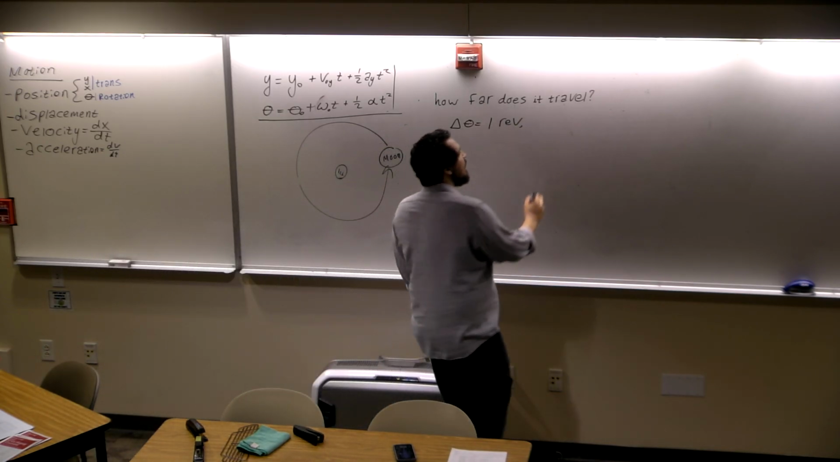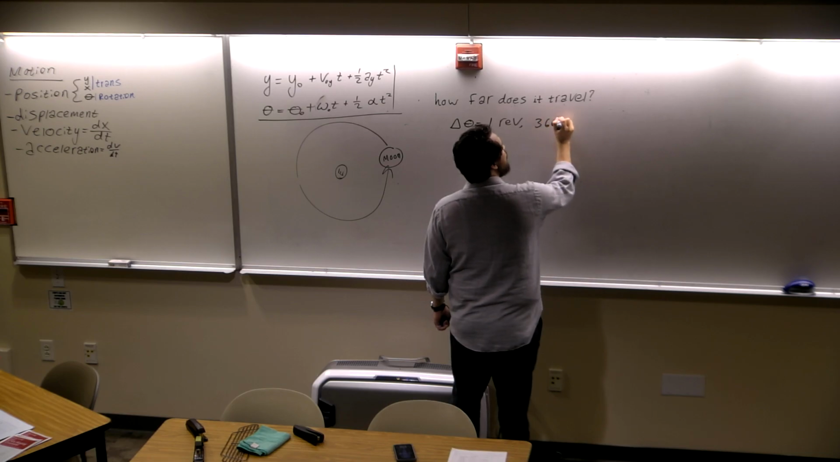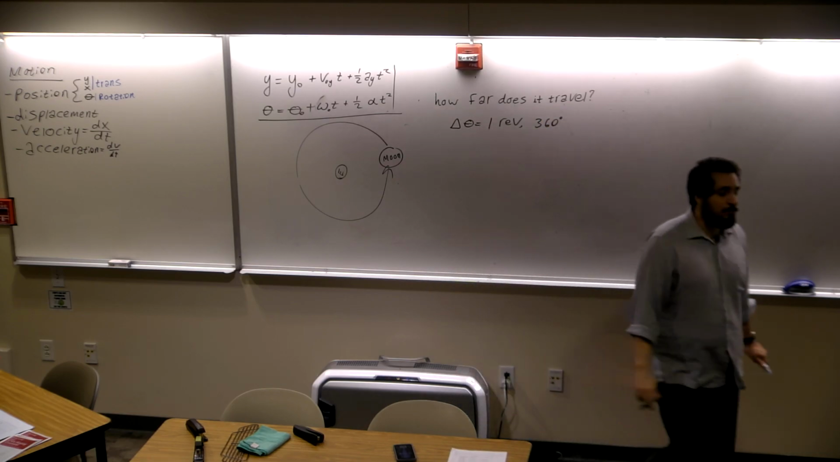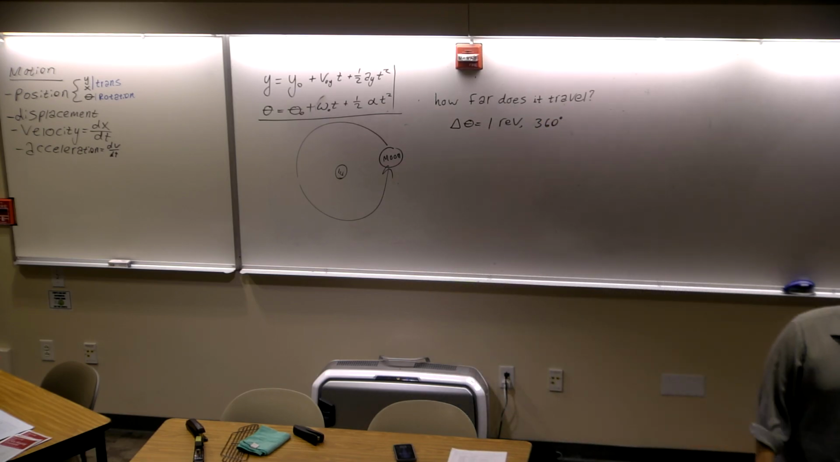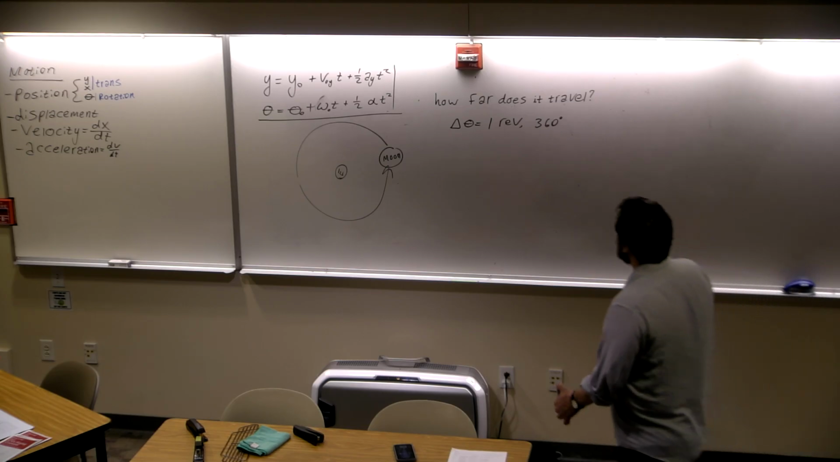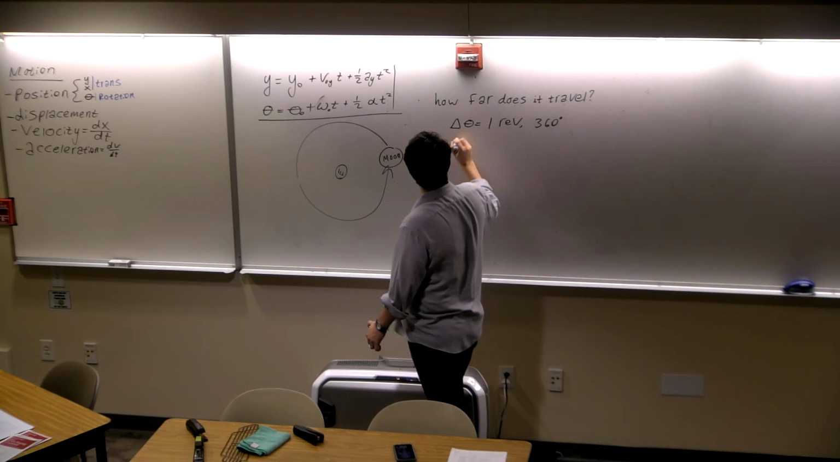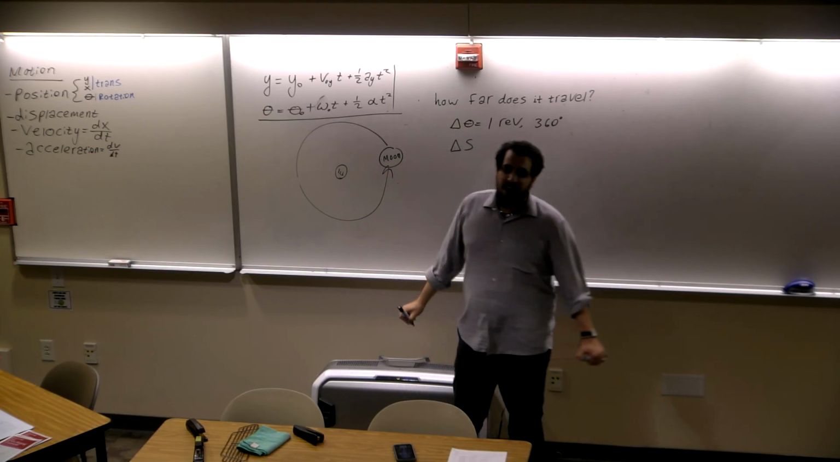We might say that it's 360 degrees. That is another way to represent its angular displacement. And that's perfectly fine. But what if I wanted to know what the actual distance, how many meters it traveled? I'm going to use delta S here.